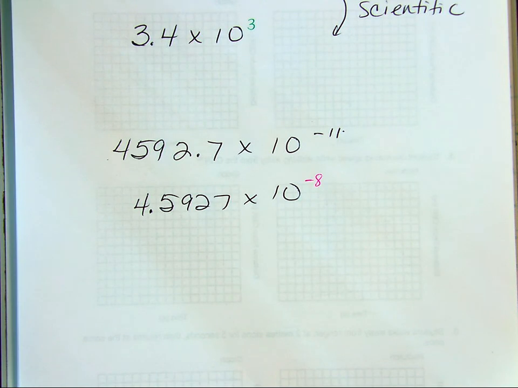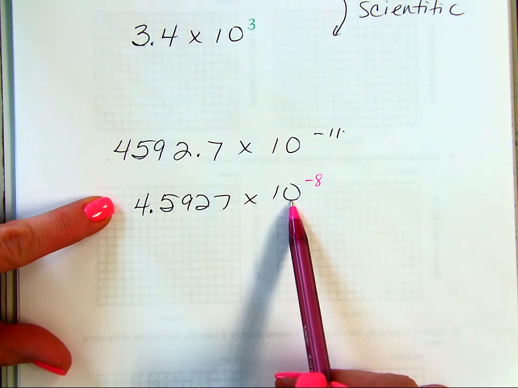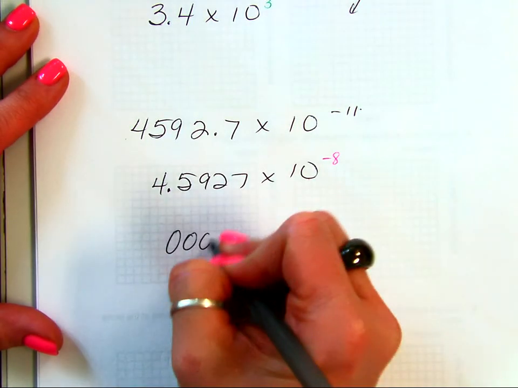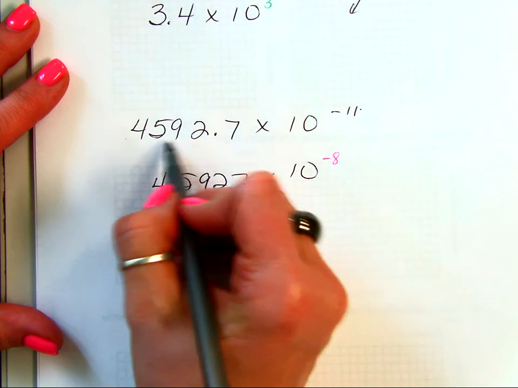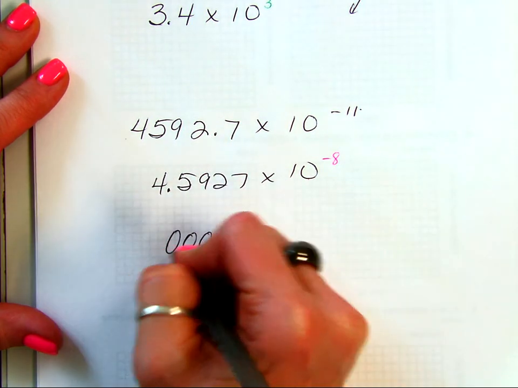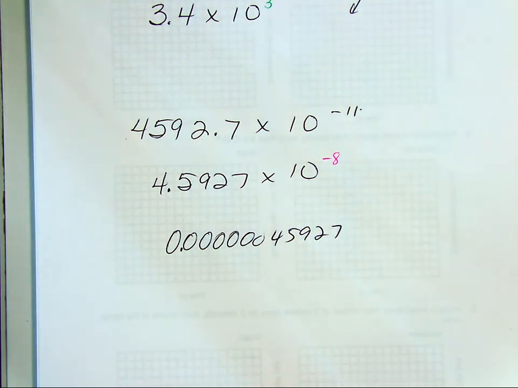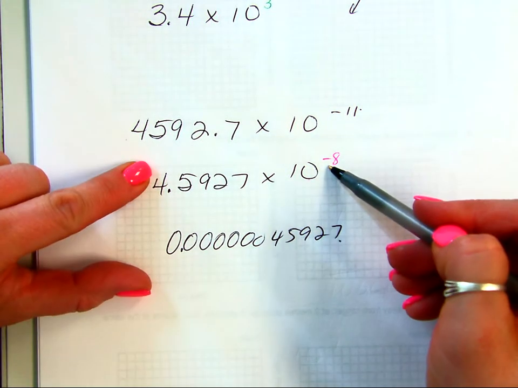Do you have to solve that problem? It depends on what it asks you. It might say, did everybody understand? Because it might just say put it in scientific. It might say put it in standard. If it asks for it in standard, you would go 1, 2, 3, 4, 5, 6, 7, 1, 2, 3, 4, 4, 5, 9, 2, 7. And that would be it. This would be standard. This would be scientific. So you really have to read the directions.